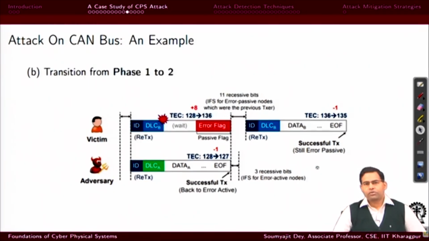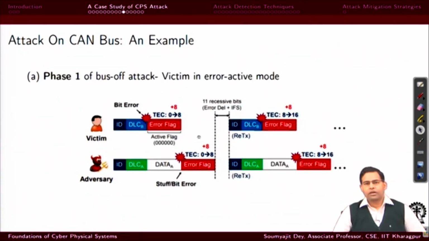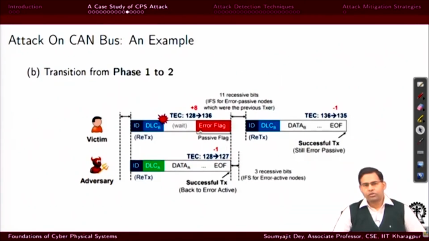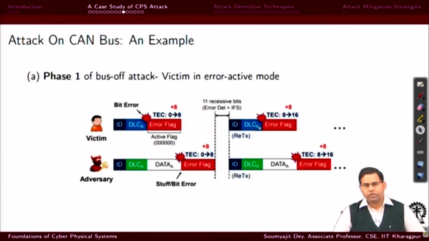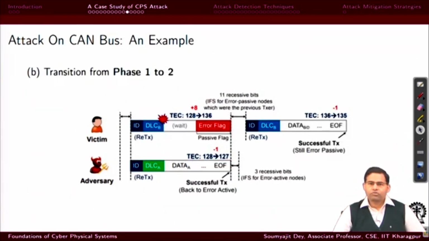What is important to understand is that at this point, in the error passive phase, you highlighted the error passive flag, but after that you will also try to do a retransmission of your original message. When you try to retransmit your original message, which you failed initially, that will go through successfully. That is why there will be this subtraction from 136 to 135. So, let us understand again.